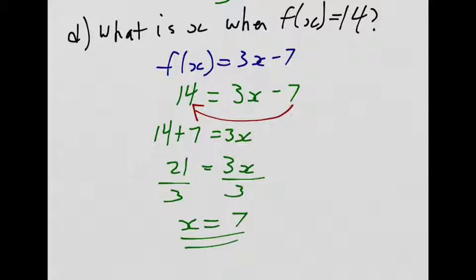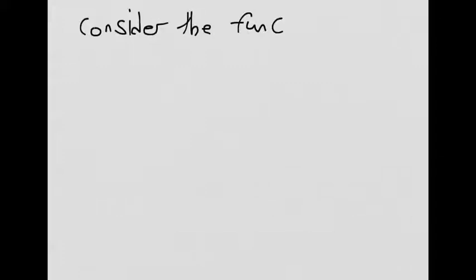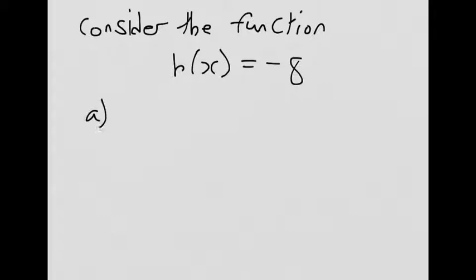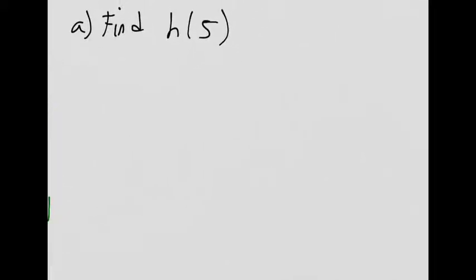We're going to look at another function. This is kind of a special type of function called a constant function. Consider the function h of x equals negative 8. And we're going to be asked to find h of 5, and then we're going to find h of 0.